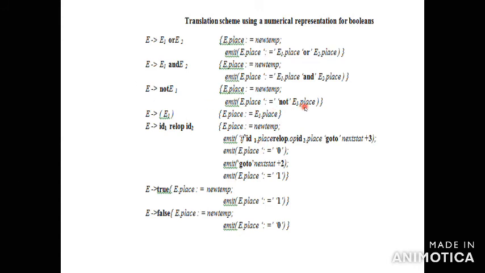Not E means not E1 dot place. So E goes to E1 means only one temporary variable you have to use. ID means you use next state plus 3, then E dot place is 0. The next state plus 3 means you can go for the true statement; 0 means exit the statements. Then true means E dot place, the output of the file, is 1. False means the output of the file is 0. This is also one type of part A question. So this is the syntax for the Boolean expression translation schemes, and the right side indicates the E dot place values.